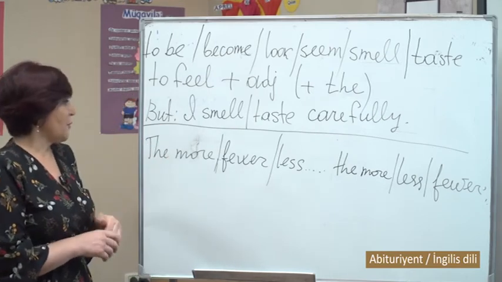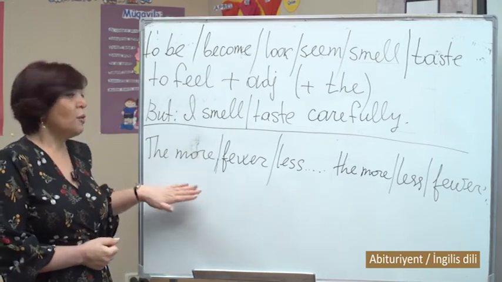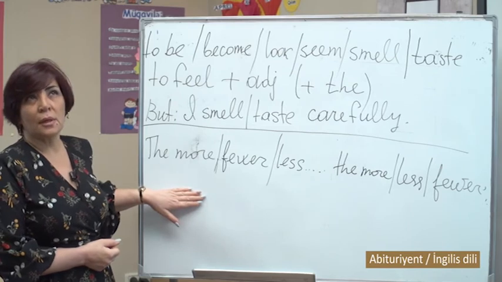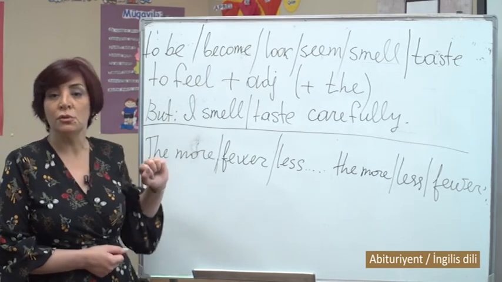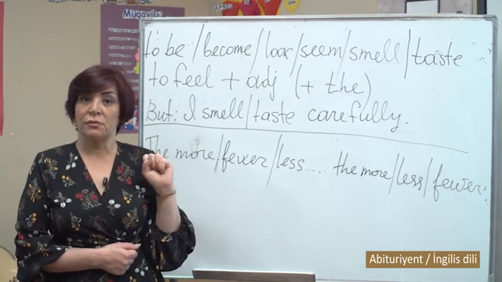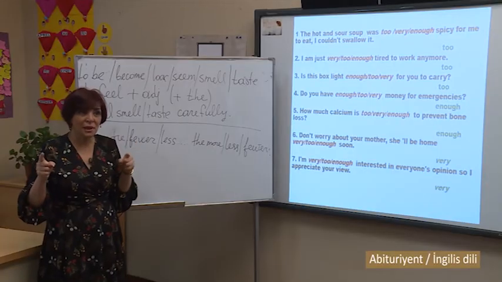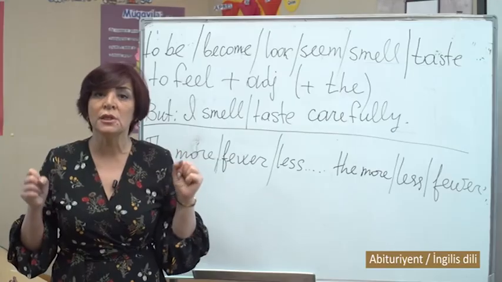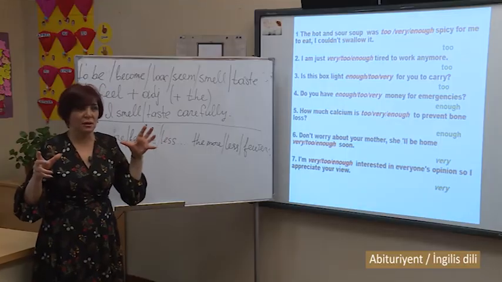And the second one, we know that with the comparative degree, the article isn't used. The article is used with superlative degrees of adjectives. But there are some fixed expressions. They are comparative degrees, but we always use the article with these expressions.